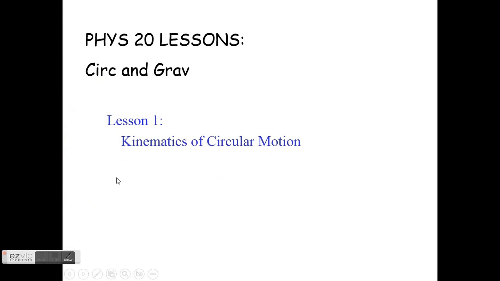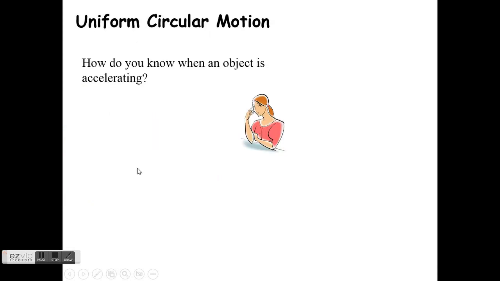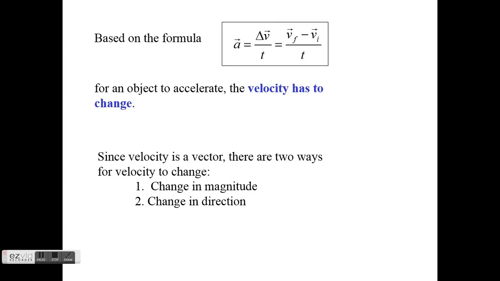Alright, we're going to take a look at the kinematics of circular motion. So we want to talk about how do we know when an object is accelerating. And if we take a look at the formula, the acceleration is a change in velocity over a change in time, or Vf minus Vi over t.